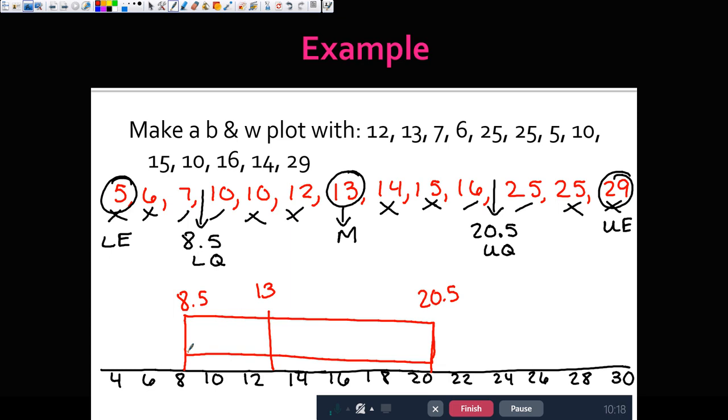Then we're going to put in our lower and upper extremes. So our lower extreme is at 5, so that's in between 4 and 6. I'm going to place a dot there and label the dot 5. Connect dot to box. At 29, which is in between 28 and 30, I'm going to put a dot, label it 29, connect dot to box. Ta-da.